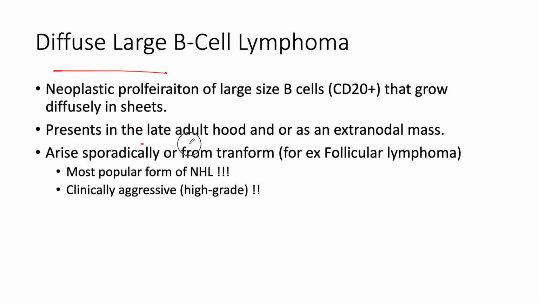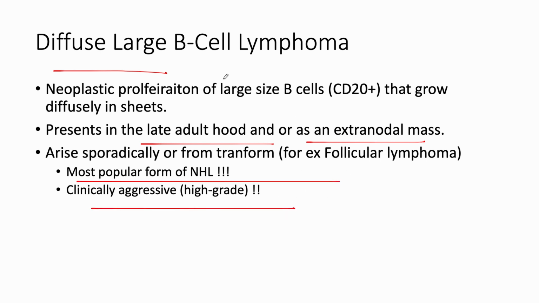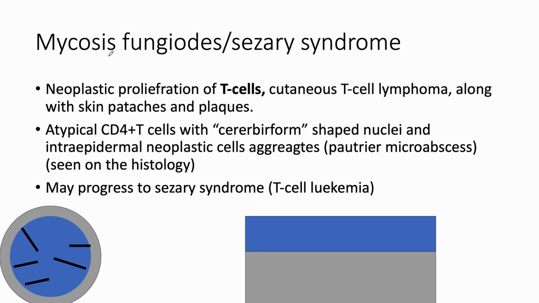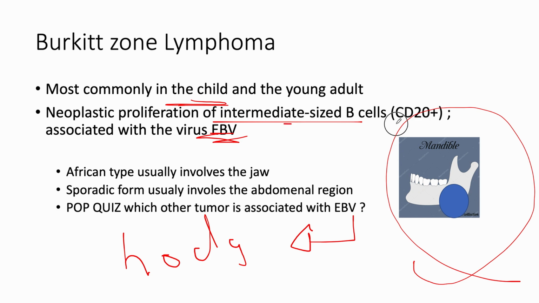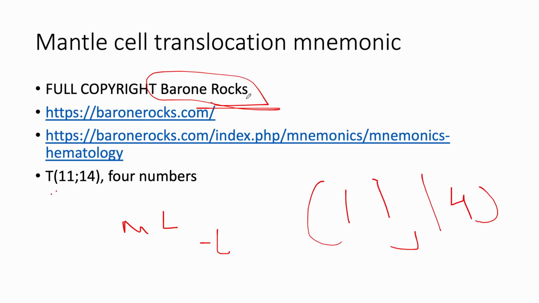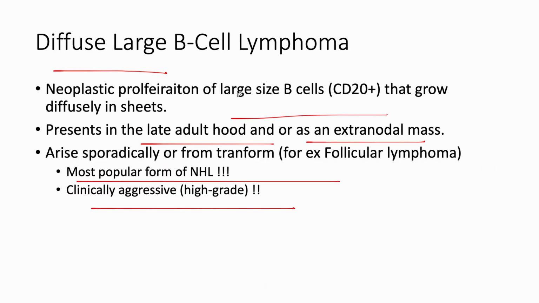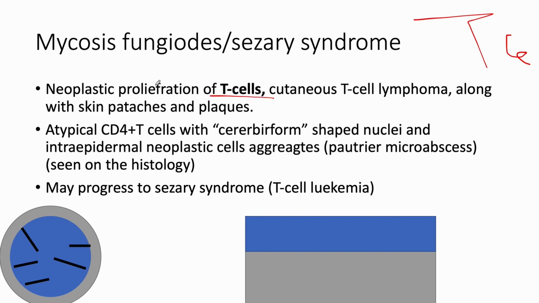Diffuse large B-cell lymphoma is late adulthood, an extranodal mass, very aggressive, the most common type, and it can grow in sheets. Now this one is the only T-cell lymphoma. Remember, previously as I showed, everything was B-cell. This is the only one I'm going to be talking about that is T-cells.